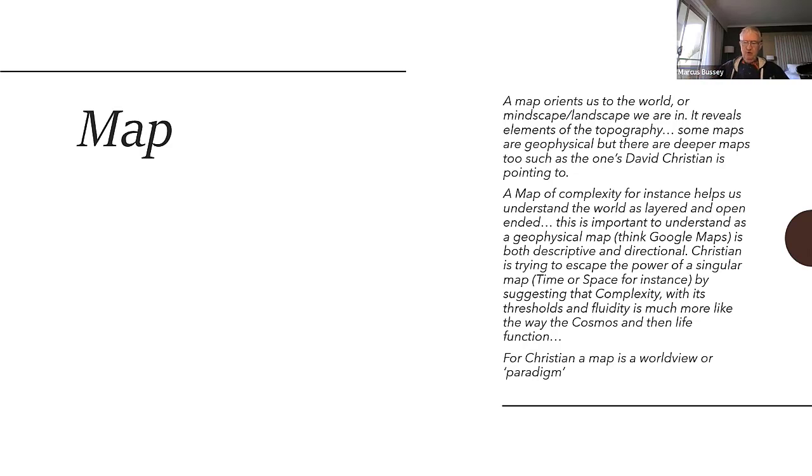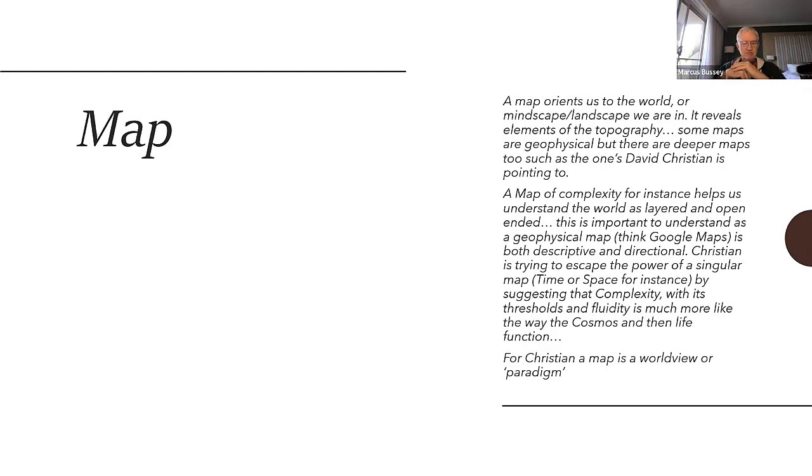So my point here is that Christian is trying to escape the power of a singular map by suggesting that complexity, with its thresholds and fluidity, is much more like the way that the cosmos and then life functions. Okay? For David Christian, a map is a worldview or a paradigm. If you read, as I think I've said before, the introduction to his big fat book, Maps of Time, he will talk about these maps as basically mythic narratives.